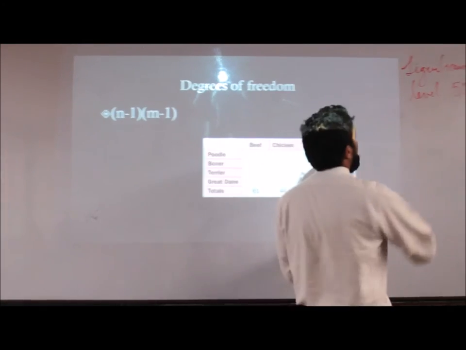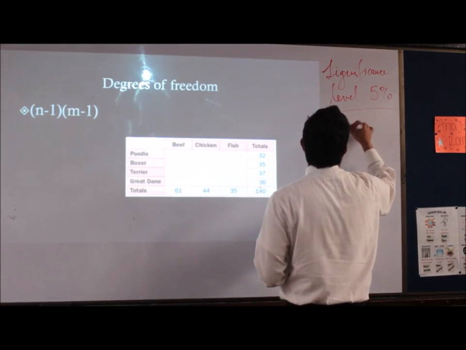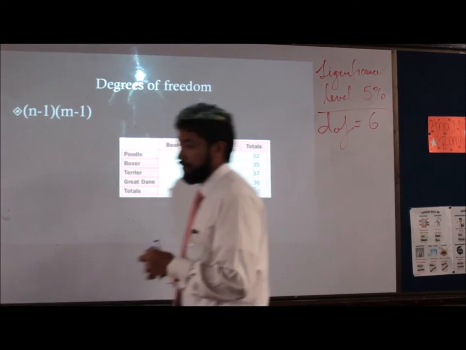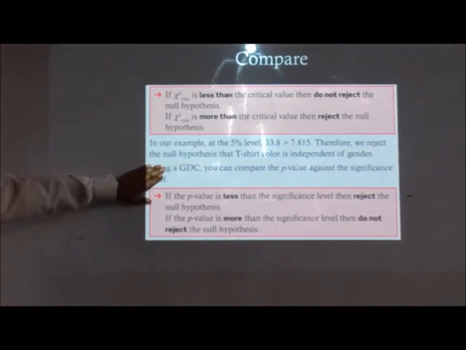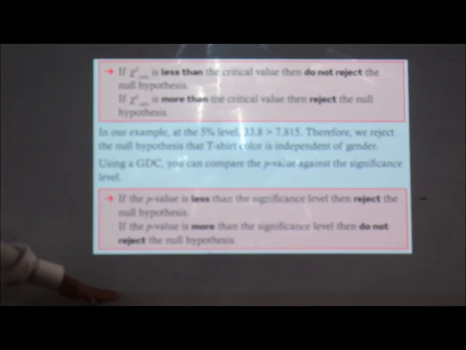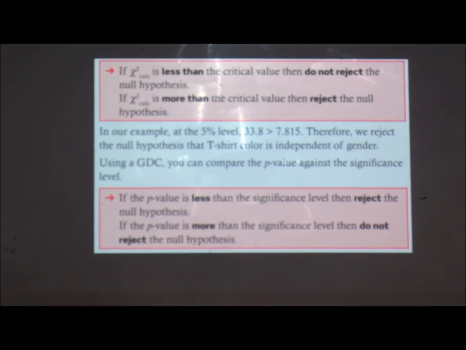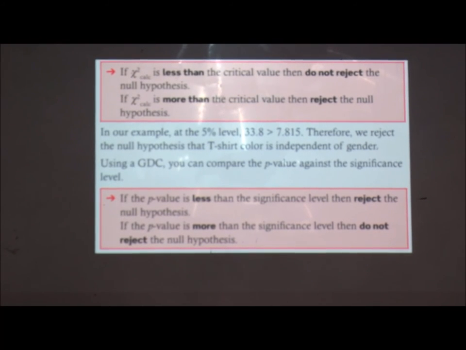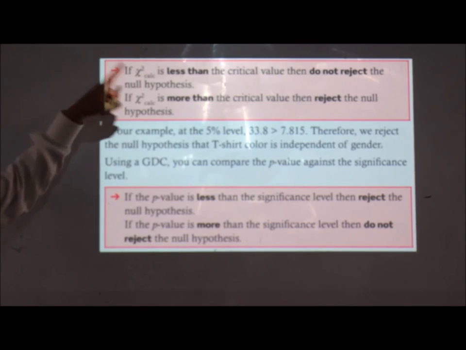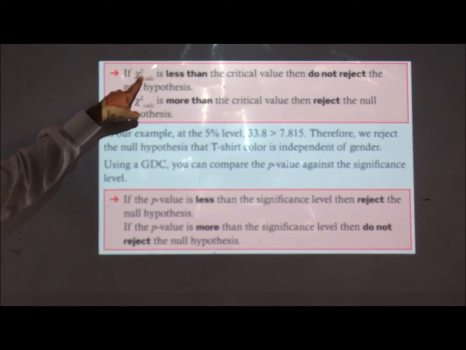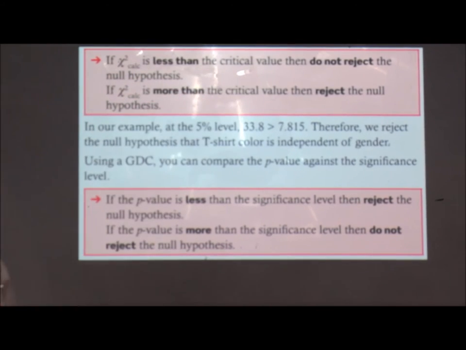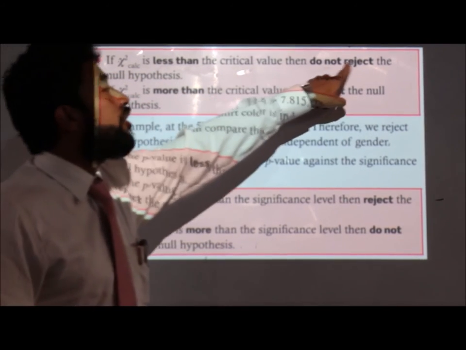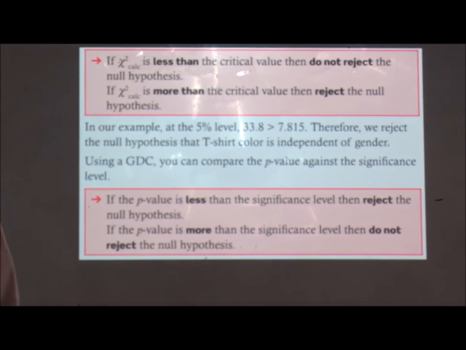So I have a significance level of 5%, degrees of freedom 6. And then we're going to compare. This is in your book, on the page that explains. It says there's something named the critical value. We have not found it yet, no worry. If the chi-square calculated is less than the critical value, you do not reject the null hypothesis.